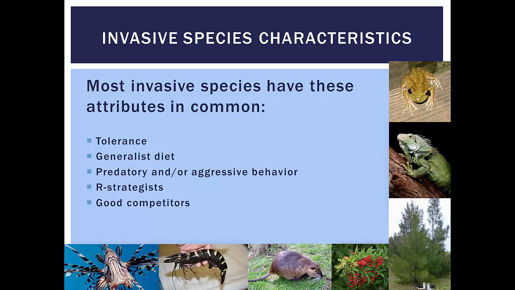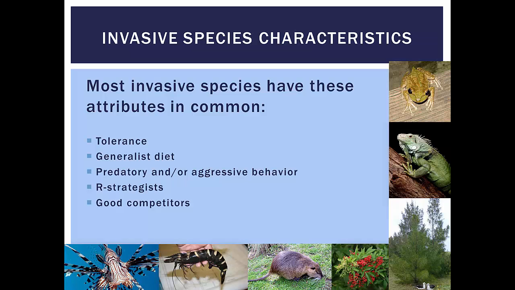So now I'm going to talk about some characteristics that almost every invasive species has. The first one is tolerance, and that's really broad, but it can be applied to abiotic and biotic factors. So they have tolerance for temperature, depth or altitude. They can go a long time without eating oftentimes. They also have a generalist diet, which means they're not specialized. So if one thing's not available, they can eat something else. And usually they have some type of aggressive behavior, or they're predatory.